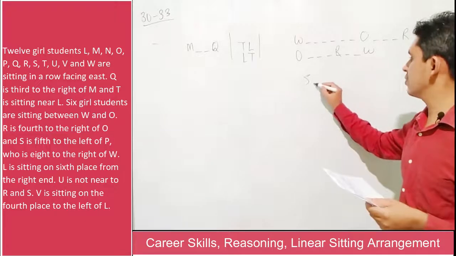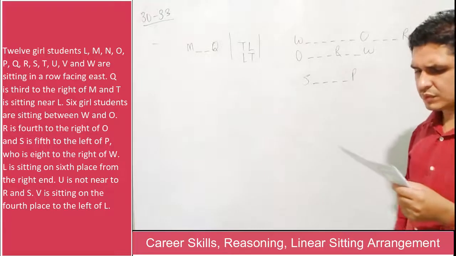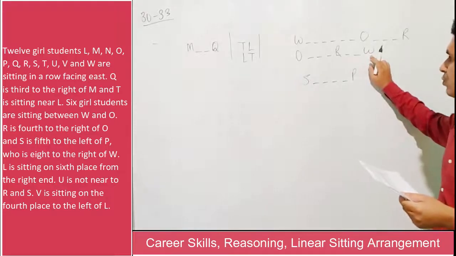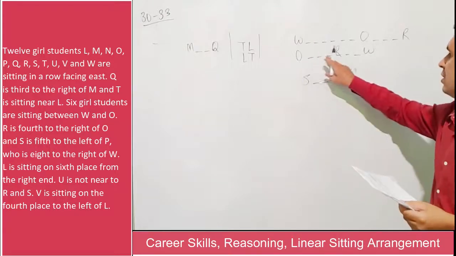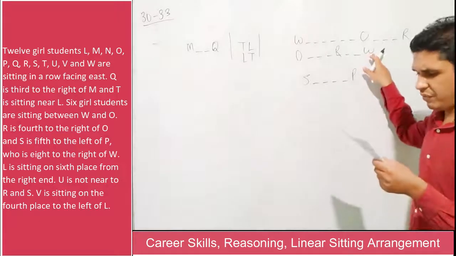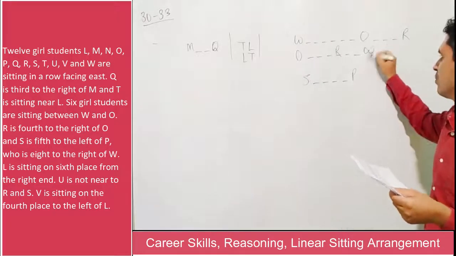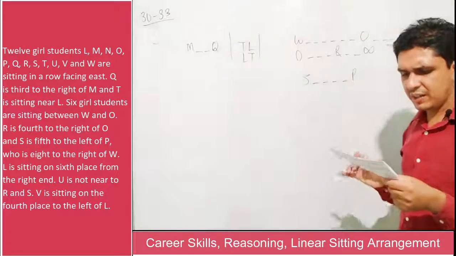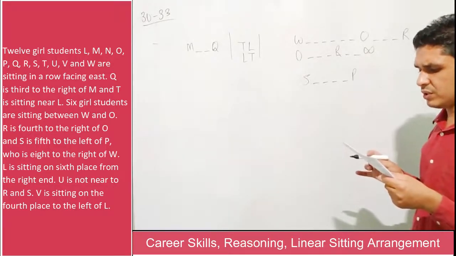So wherever S is, first, second, third, fourth, S is 5th to the left of P. Who is 8 to the right of W? So P is 8 to the right of W, right? If we try to place P in this statement, 1 2 3 4 5 6 7 8 people, we have already been seated, and if we make it 8 to the right of W, this is not a possible arrangement, right? So that means we can place it at R is 4 to the right of O.